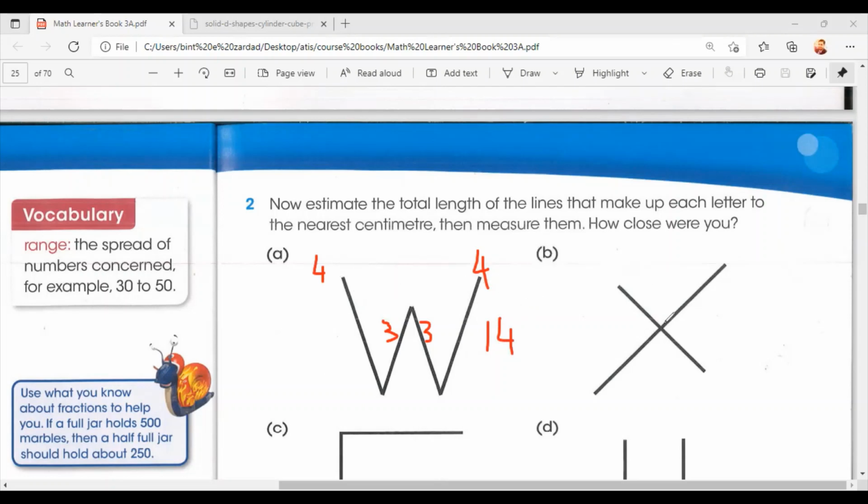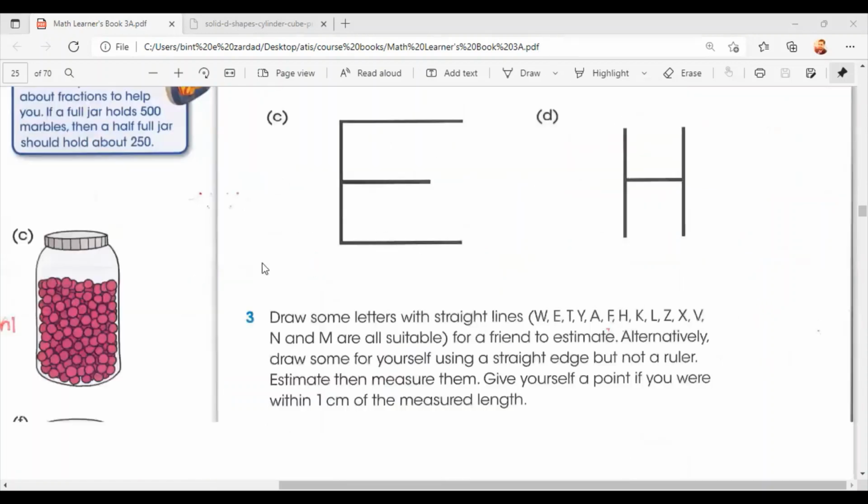And same like this, this one equal to this. This is 3 plus 3, this is 6. And this line you can see here, this line equal to this one. So this is 4. So 6 plus 4, 10 centimeters. Same like this, all other parts we can do. We need to measure it.